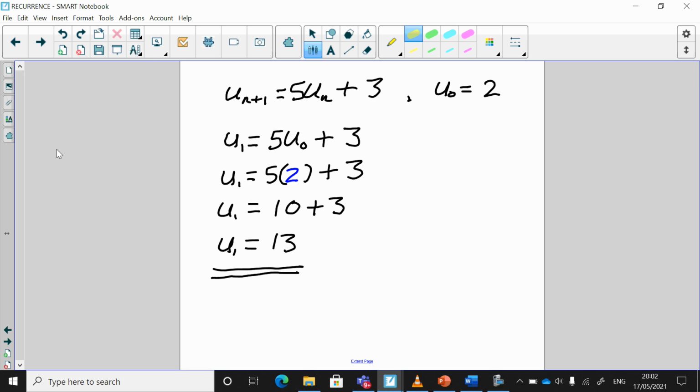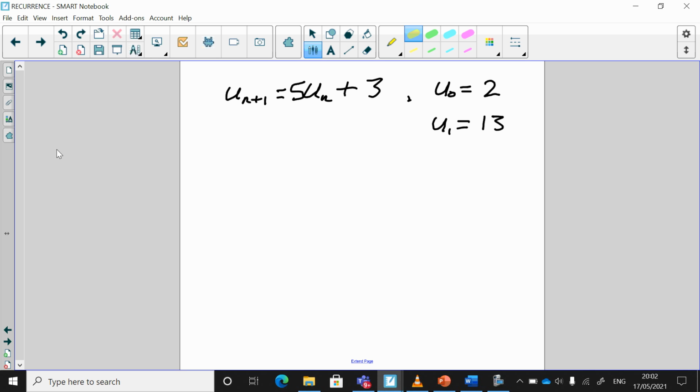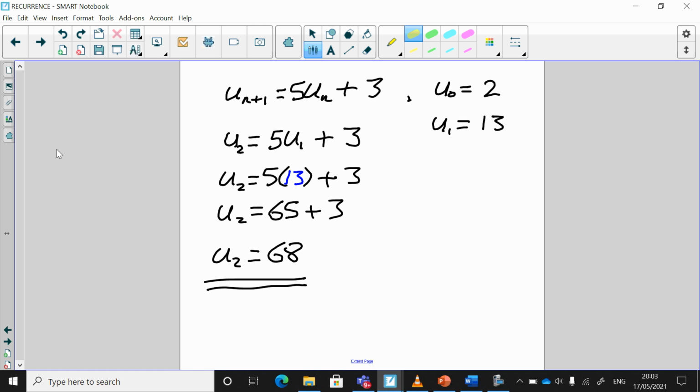Okay, put it up there. In order to get the one after that, U2, we need to take U1 and put that in next to the 5. Putting that 13 in next to the 5. 5 times 13 is 65, add 3, and hopefully that's 68. So that's us got U2.